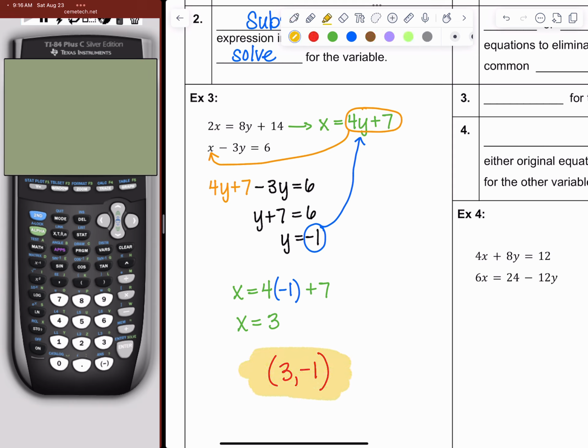And remember, you substitute in to make sure it works for both equations. So the top equation says 2 times x, 2 times 3 is 6. And then on the other side, we have 8 times y, which is -1, so that's -8 plus 14, which is 6. 6 is equal to 6. And then for the bottom equation, we will have 3 minus 3 times -1. 3 times -1 is -3, and 3 subtract -3 is going to be 3 plus 3, which is 6, and 6 equals 6. So it does work.